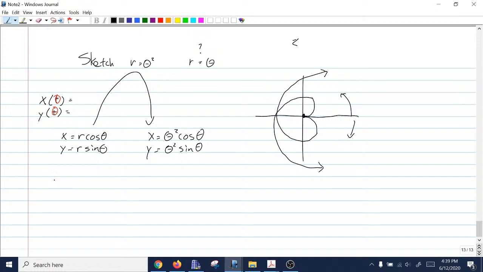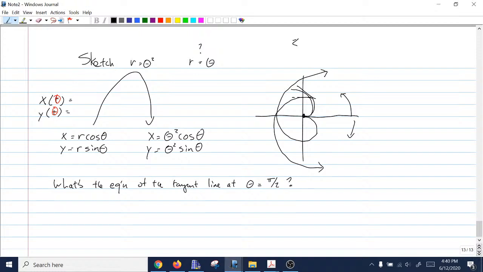Let's find the slope of this. Let's find the equation of the tangent line at theta equals, let's make it pi over 2. I drew it so it looks like it's horizontal, but I think it's not actually horizontal because the r is increasing, so I think we should get some negative slope here.